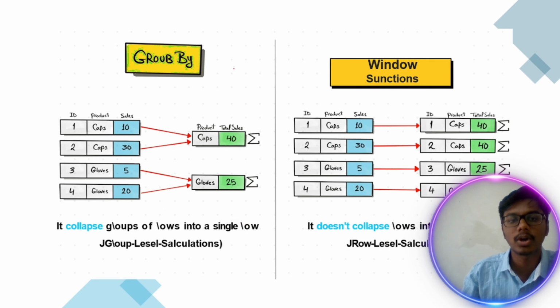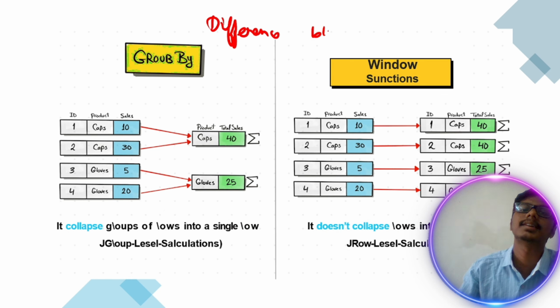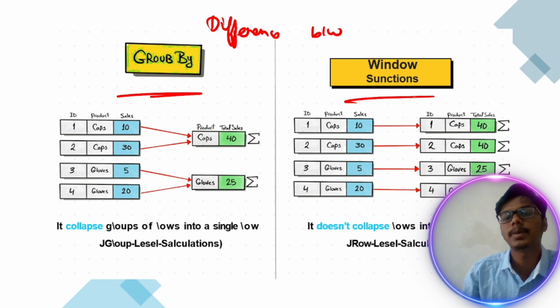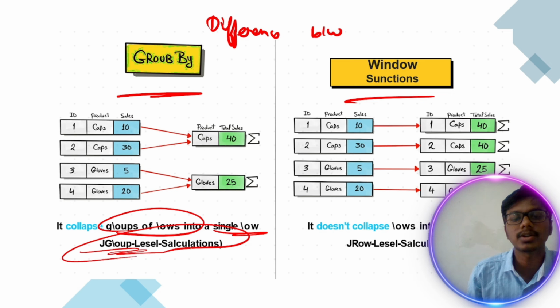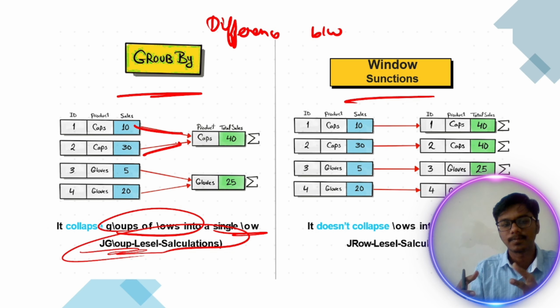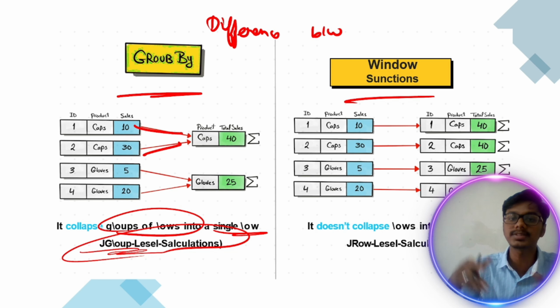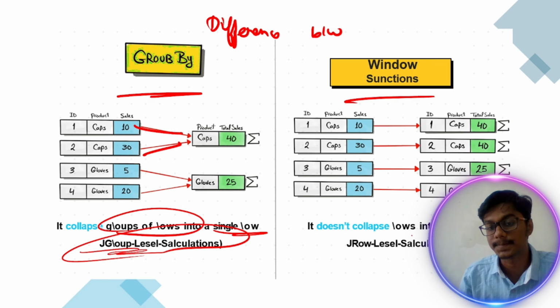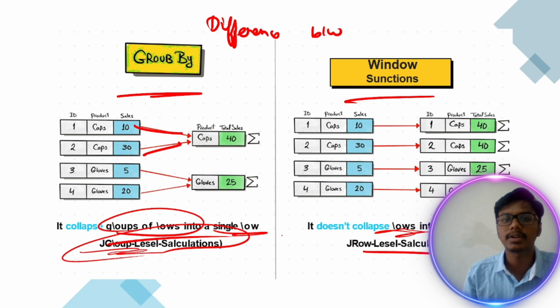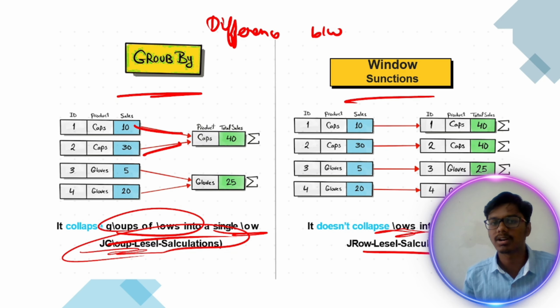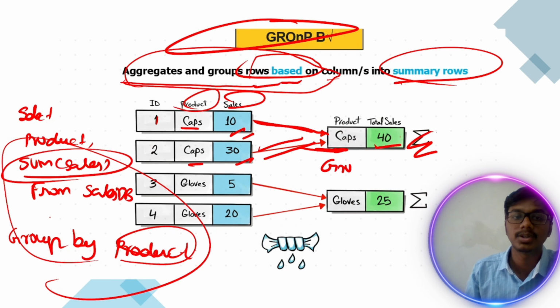So now we will see the differences between GROUP BY and the Window function. GROUP BY collapses the groups of rows into single rows, so it is called a group level calculation. It is collapsing, right, where we group by the columns. But the Window function doesn't collapse, right? It maintains the rows of the calculation, so it's called the row level calculation. When the interviewer asks about the differences between GROUP BY and the Window function, it means GROUP BY is a group level calculation and the Window function is a row level calculation, right? I'm explaining very clearly, right? Just note down the definitions.